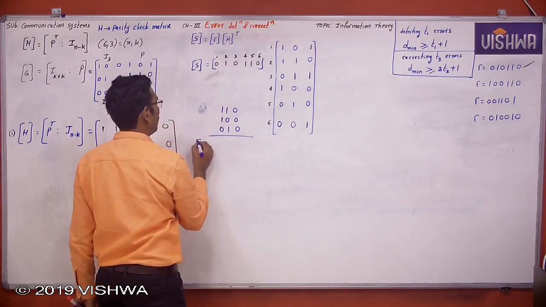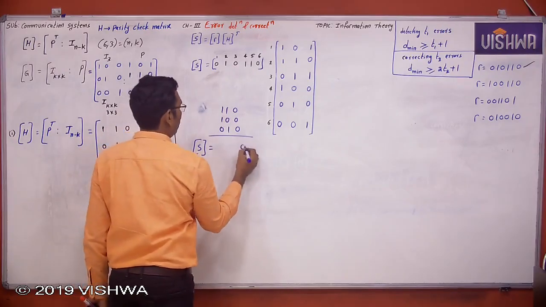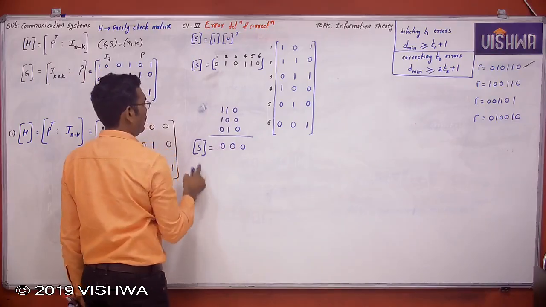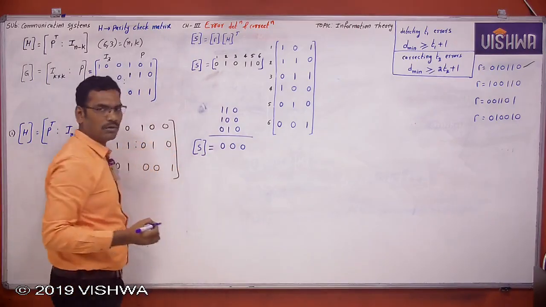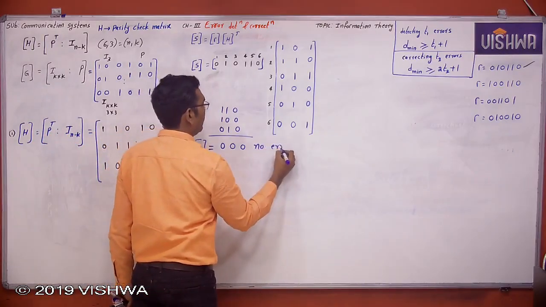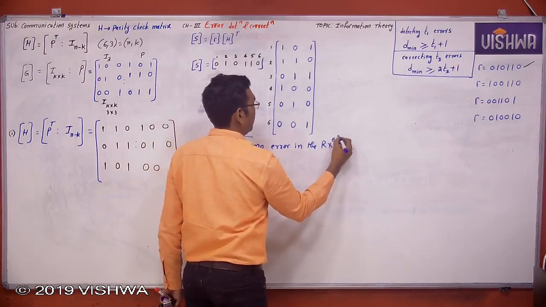Then do the exclusive OR operation; this is nothing but the calculation of the syndrome. 1, 1, 0 exclusive OR 1, 0, 0 exclusive OR 0, 1, 0. Therefore the syndrome is equal to 0, which means no error in the received code.